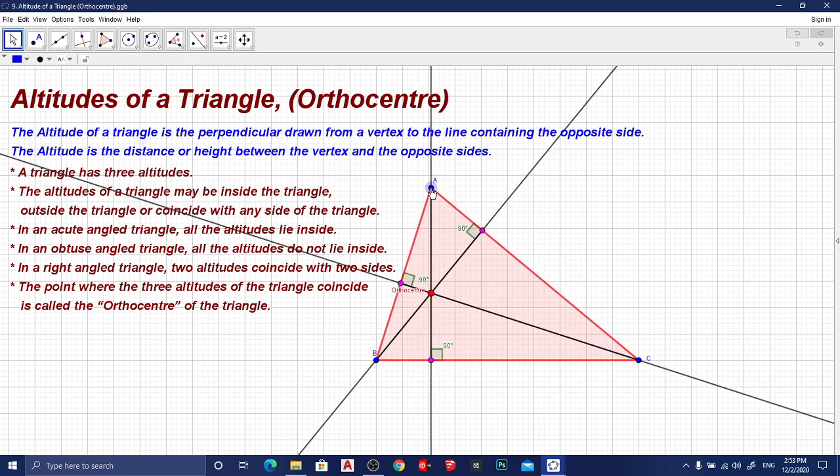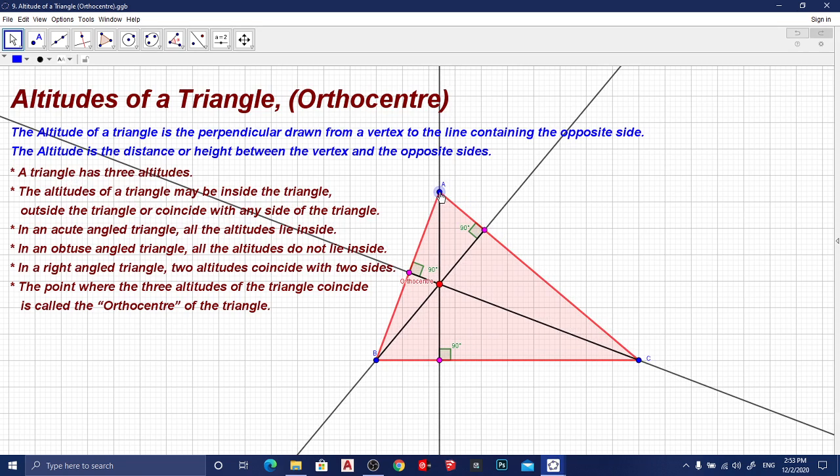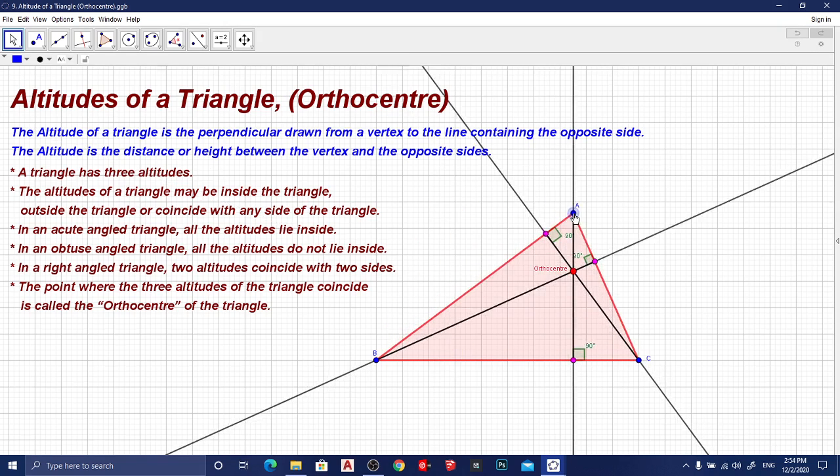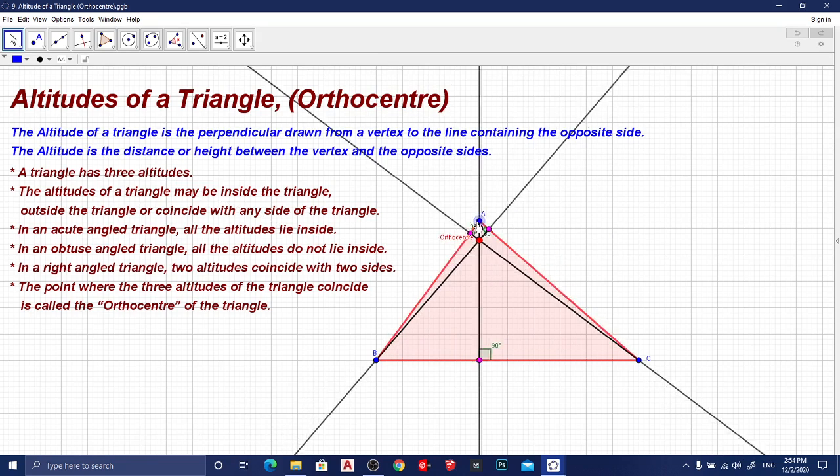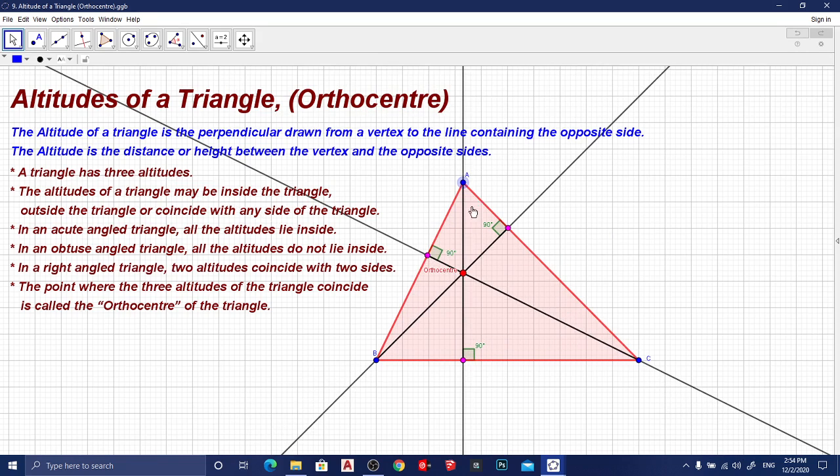If you observe here, these are all the altitudes. Always it should make 90 degrees. That's why the altitude may move from the midpoint to the left side or right side of the triangle also, like this. So that's why an altitude may or may not go to the midpoint, and always it makes 90 degrees to the opposite side.